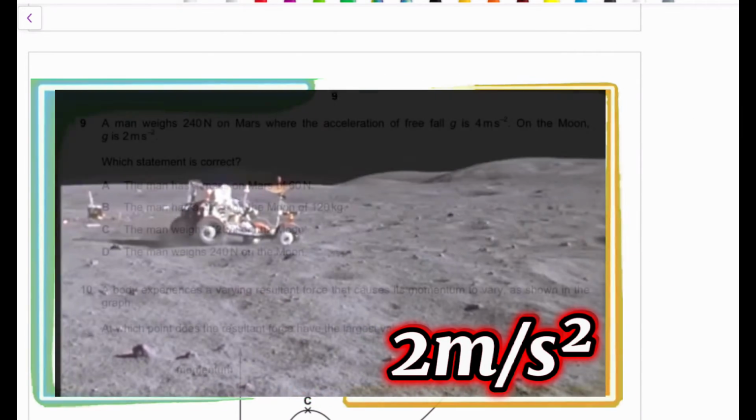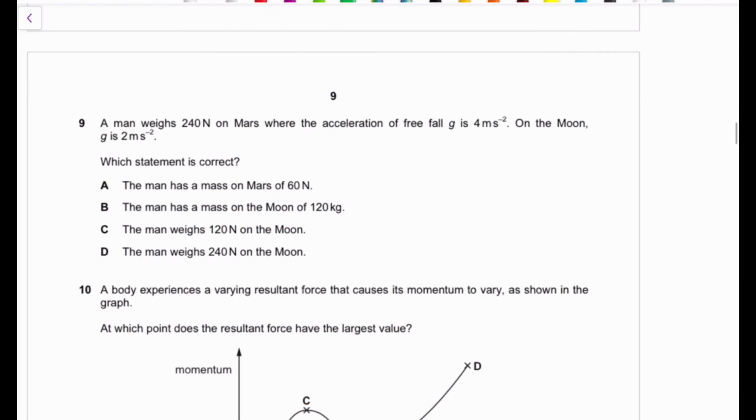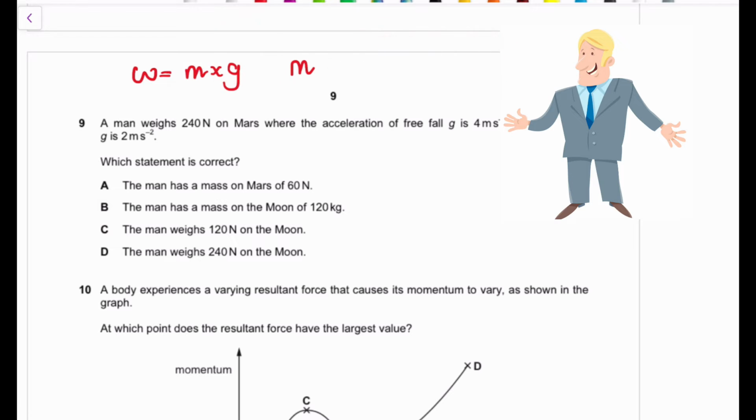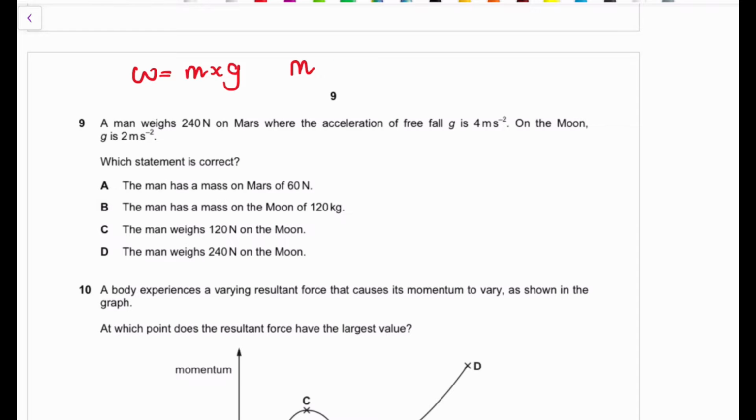So how do we solve this problem? Which one is true? Well, we know that weight is going to be mass multiplied by g. So we have a man. Let's say the man is Rob, right? So Rob weighs 240 newtons when he's on Mars, and his mass is going to be 240 divided by the acceleration on Mars, which is divided by 4. That's going to give you 60 kilograms. So his mass is 60 kilograms.